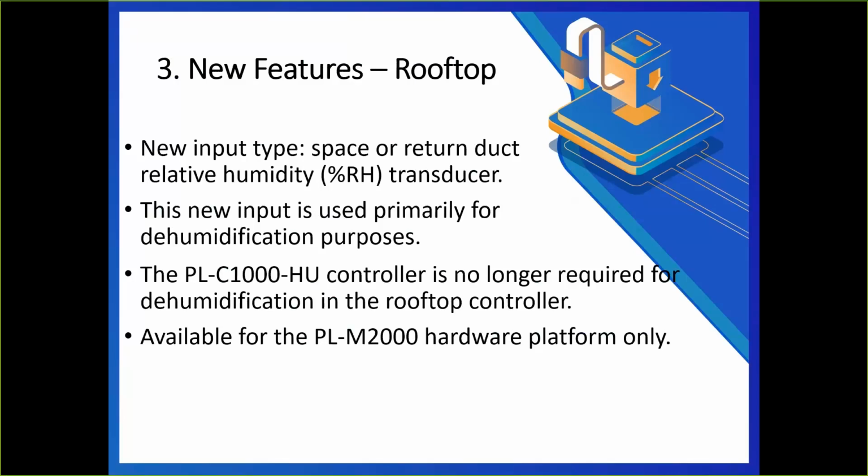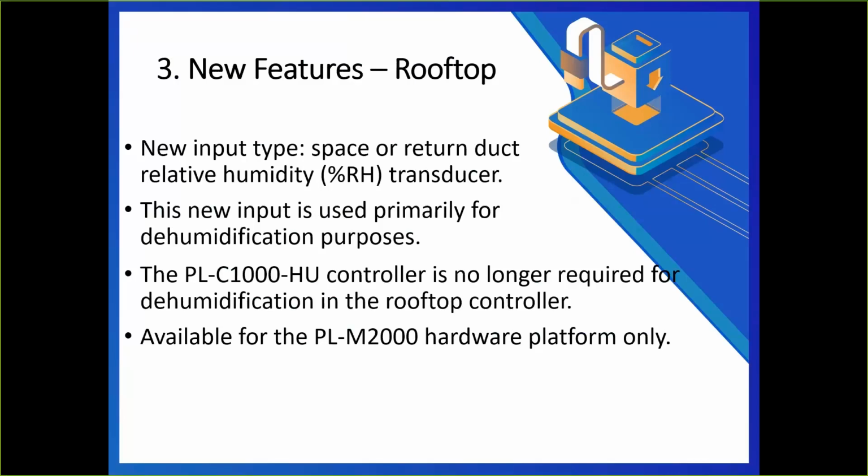Now, because of the necessary I/O on this, this is only available on the M2000 hardware platform. We will be able to add a %RH transducer. It'll be scaled 0 to 100% over 0 to 5 volts, and that will go directly into one of our inputs that we can now repurpose. It's a dual function input.